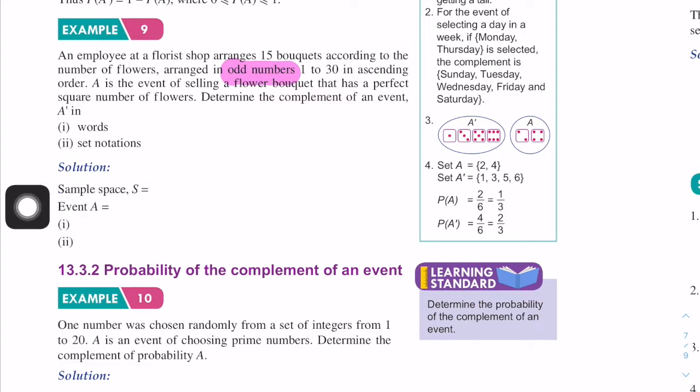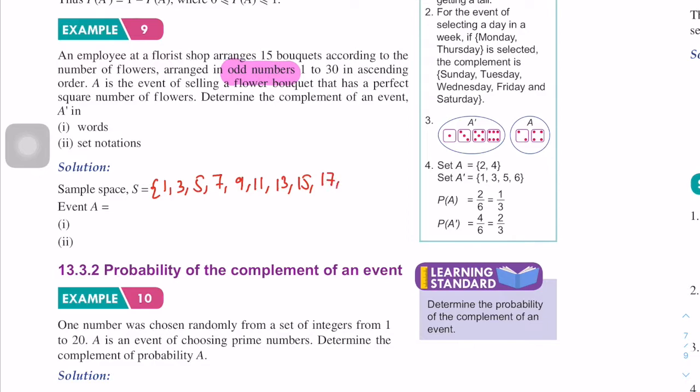So our sample space is odd numbers from 1 to 30. So we have 1, 3, 5, 7, 9, 11, 13, 15, 17, 19, 21, 25, 27 and 29. And then event A is selling a flower bouquet that has a perfect square number. So what is a perfect square number? A perfect square number is when you have a whole number and then you square it.